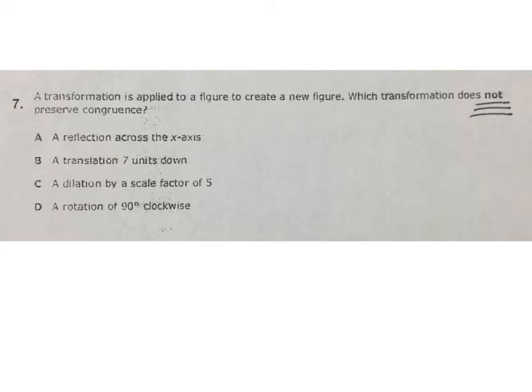Number 7. A transformation is applied to a figure to create a new figure. Which transformation does not preserve congruence? Is it A, a reflection across the x-axis? B, a translation 7 units down? C, a dilation by a scale factor of 5? Or D, a rotation of 90 degrees clockwise?